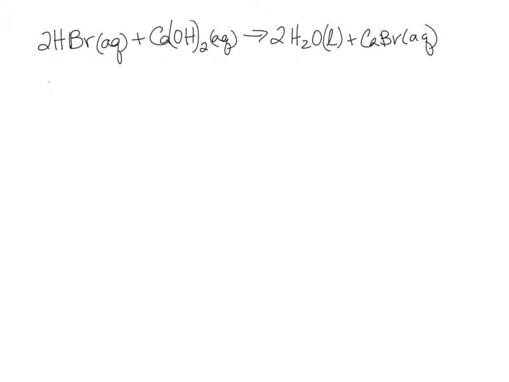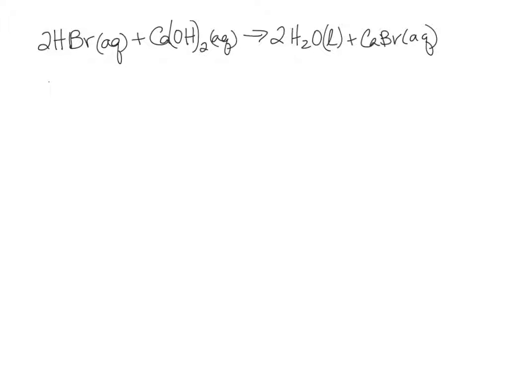So let's look at an example of taking a molecular equation, writing the complete ionic equation, and then writing the net ionic equation. What we have here is hydrogen bromide with calcium hydroxide as the reactants, and these are both aqueous solutions. They react together to create water, which is in the liquid form, and calcium bromide, which is aqueous. This is the complete molecular equation, and it also has been balanced, so we don't need to do anything more with this equation.